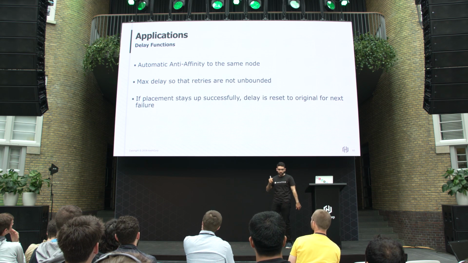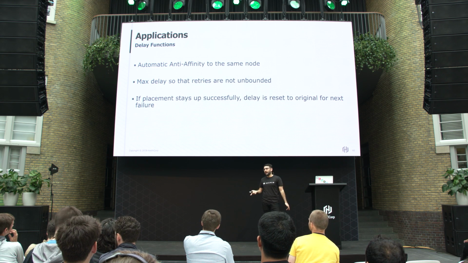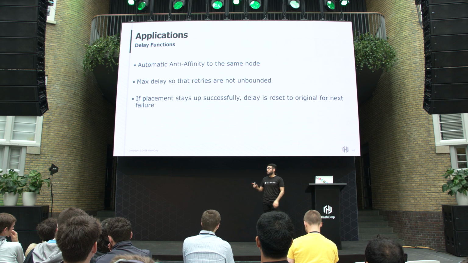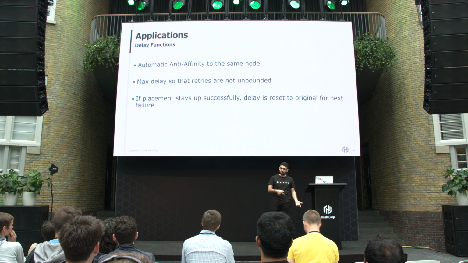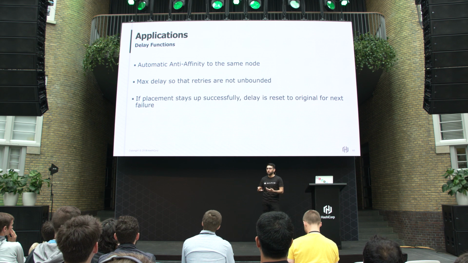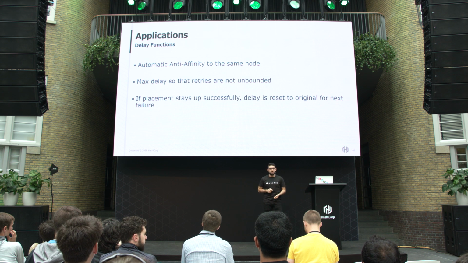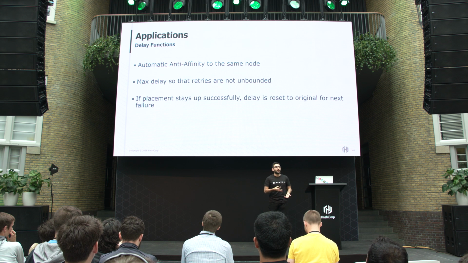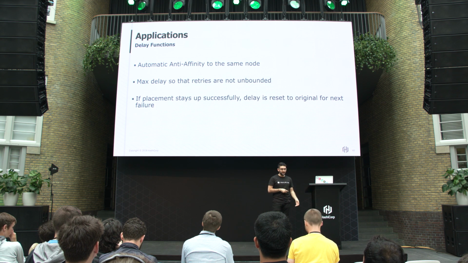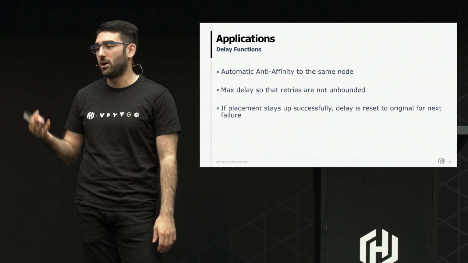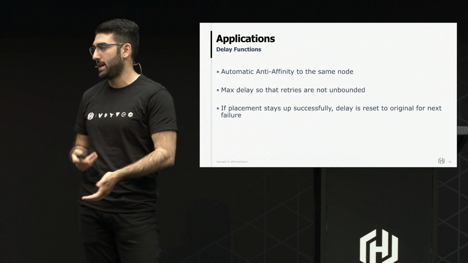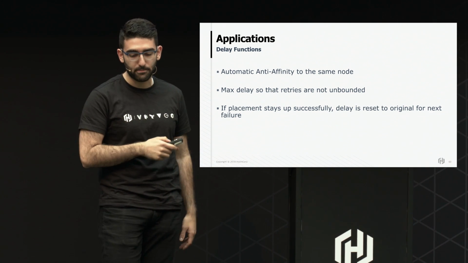Next, when we do these reschedulings, we put an automatic anti-affinity to avoid placing you on the same node that your application just failed on, because it might actually be a node problem. Maybe the disk is failing, or some other attribute of the node is problematic. So we try to push you around. And we also have this max delay, so you can always have a bounded understanding of how long it will take for your application to retry.